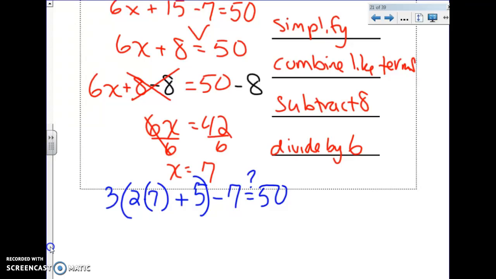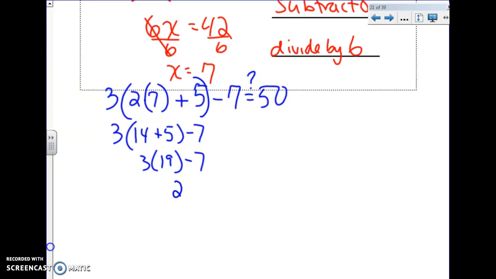Well, if I do inside the parentheses first, because I'm following order of operations, I have 14 plus 5 minus 9. All right, so then I have 3 times 19 minus 7. 3 times 19 is 27. I'm sorry, not 27. I lied. 3 times 9 is 27. It's 57. Thanks for paying attention. So yes, these are equal, and I got it right.